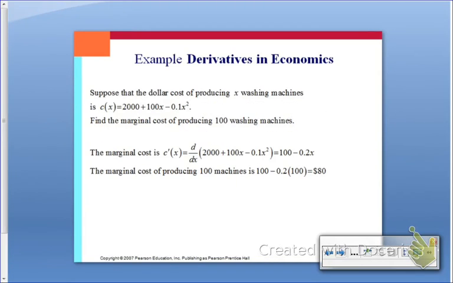So here's an example. Suppose the dollar cost is given of producing x washing machines. The cost is just your function given. Find the marginal cost of producing 100 washing machines. So for our marginal cost, we take the derivative and plug in 100. It's that simple. It's the basic idea of what we're doing in terms of solving. It's just showing you a different style of example of where you would use derivatives in an application.